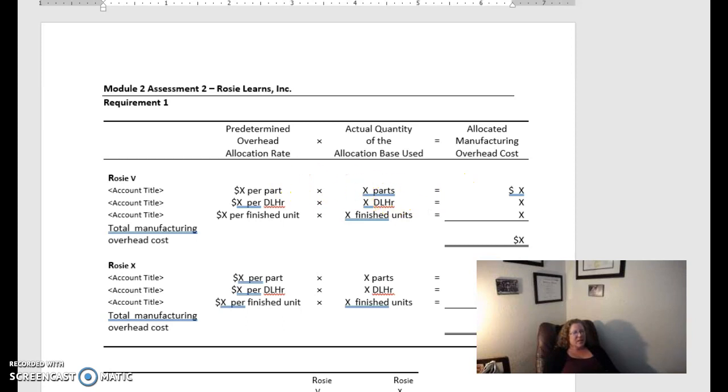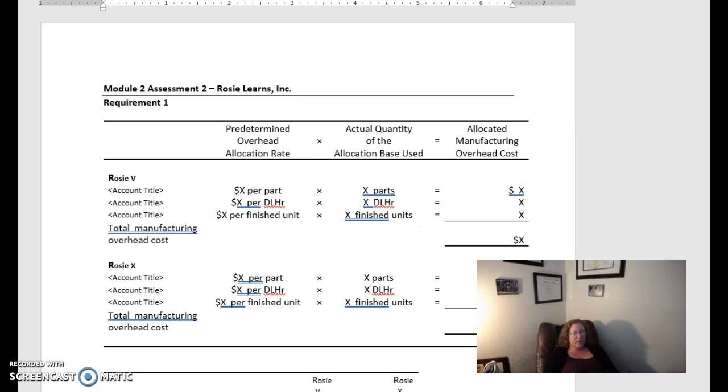But in the second little table in your information that they're giving you, they give you the total number of parts. So the actual quantity of the allocation base used, you're given that information. You don't have to calculate anything. You just have to go back and look at that table. They give you total units produced, total direct material cost, total direct labor cost, and the total number of parts. You'll just input that here and then multiply it out to get your answer.